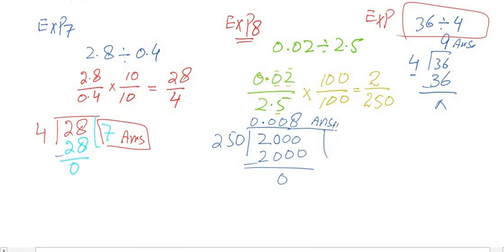Hope you understand all the discussion here, like how we can add decimal numbers, how we can subtract them, how we can multiply them, and how we can divide them. Hope you understand. Thank you very much.